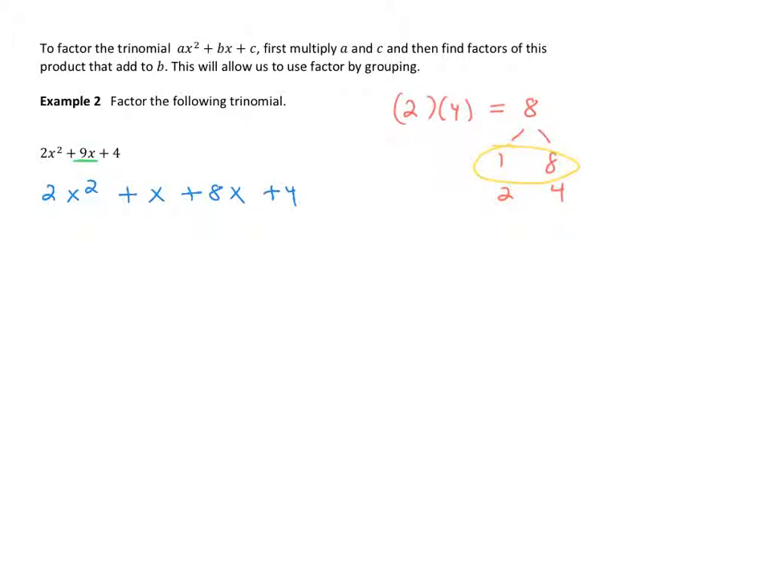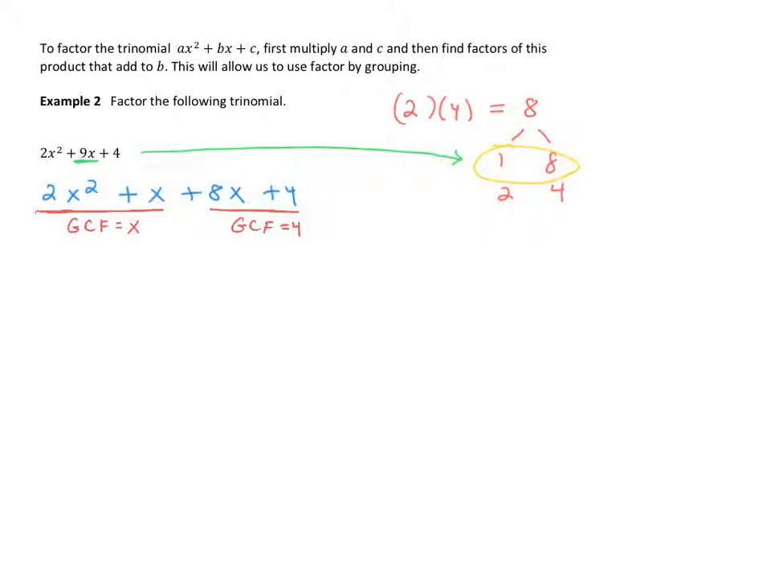So all I did was I took this 9x and I looked over here and said I'm going to break it apart as a 1x and an 8x. This line and this line are equivalent. Now what I'm going to do is look at the first 2 terms and the last 2 terms and remove the greatest common factor from both of those. All right, so for the first 2 terms, the greatest common factor is x. And for the last 2 terms, the greatest common factor is 4.